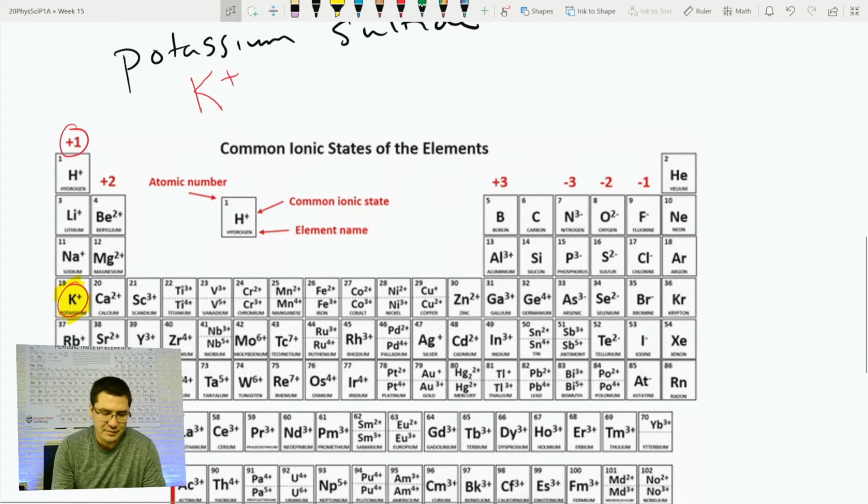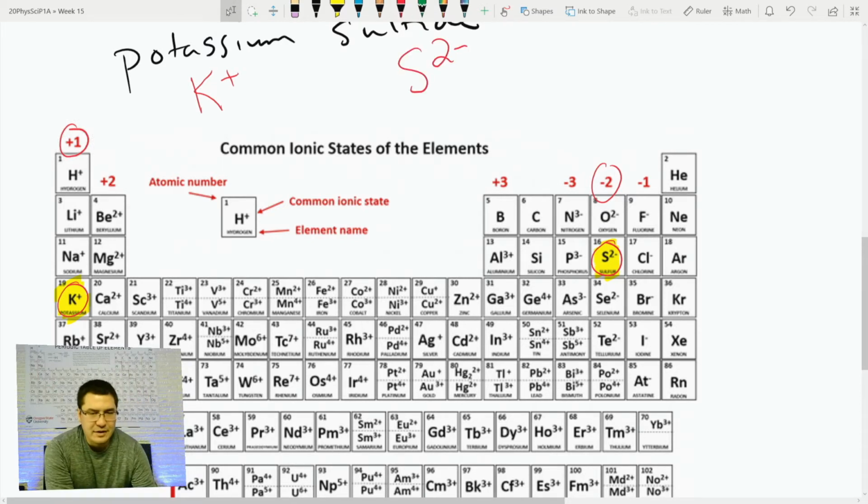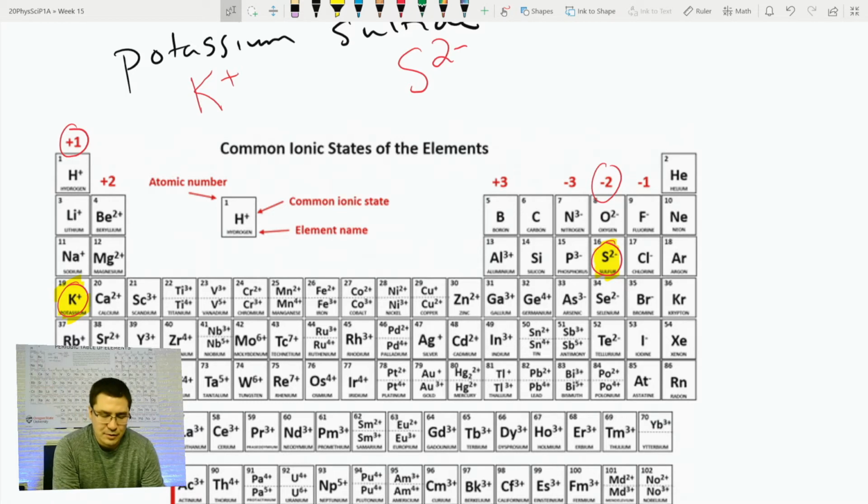And then I go find sulfide. Well, sulfur is going to be on the other side of the periodic table, right? Non-metal. Sulfur likes to gain 2 electrons. So its oxidation number is 2-. And I always write the charges in the upper right-hand corner.